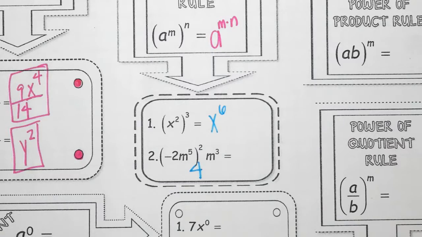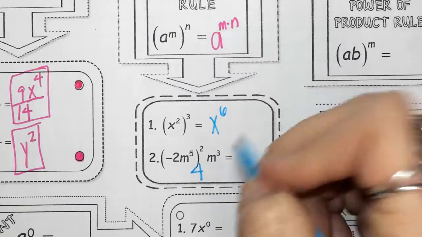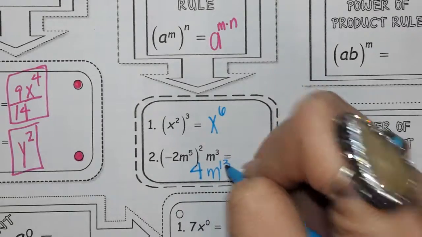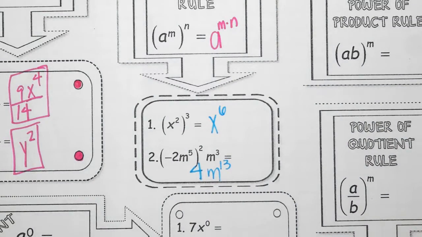What are you going to do with the 5 and the 2? And then what do you do with the 10 and the 3? And you get 30. Wait, how is this possible? Because negative 2 squared is positive 4. It's negative 2 times negative 2.